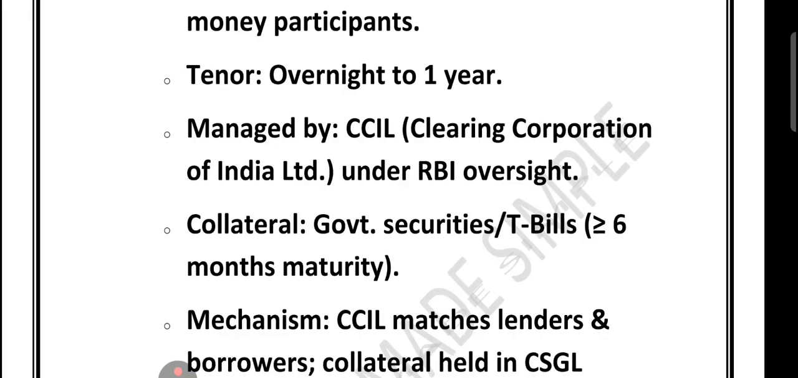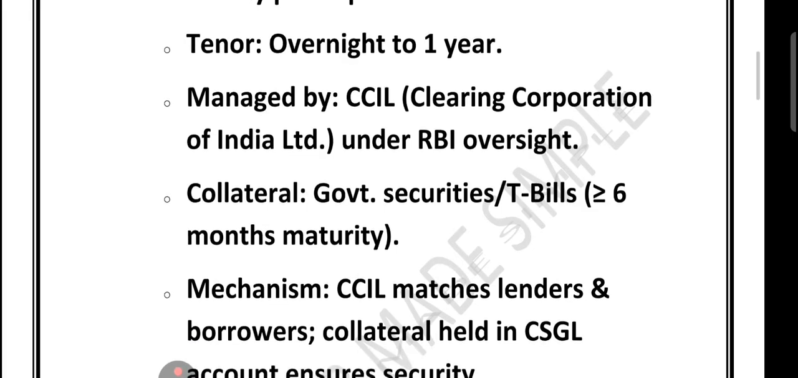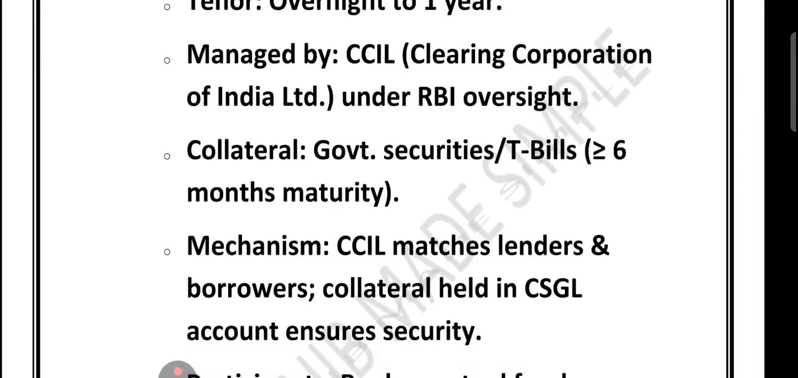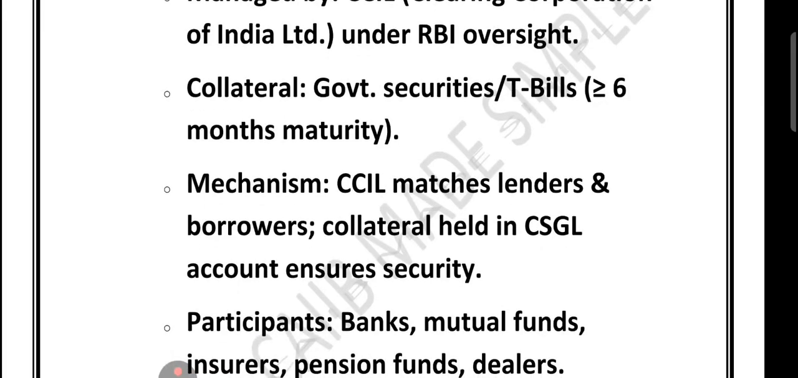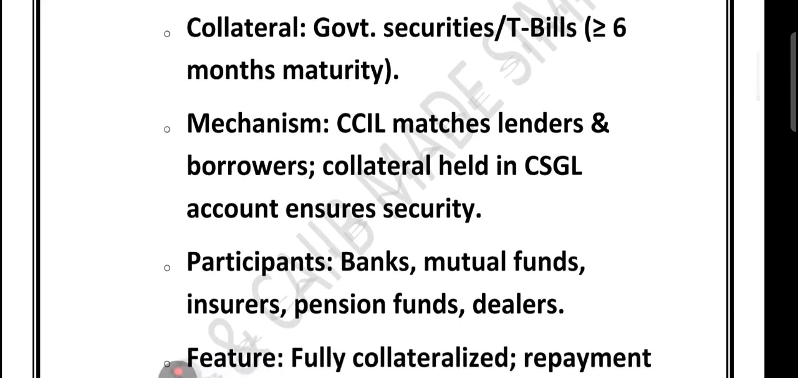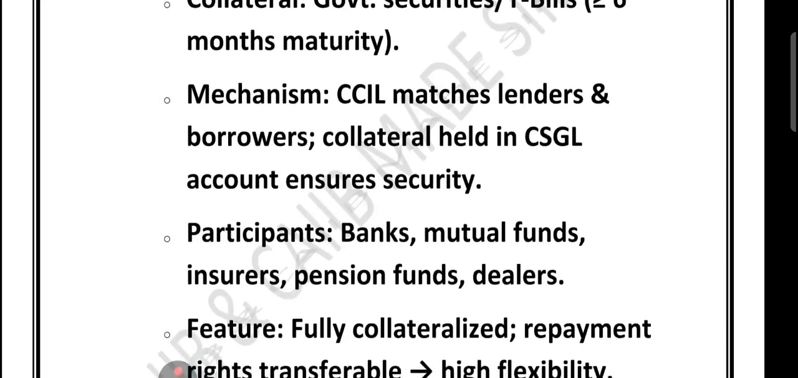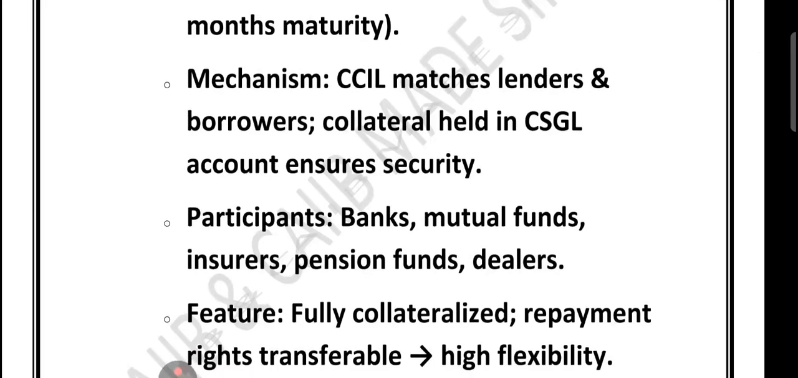Clearing Corporation of India Limited, under the supervision of RBI. Now one more point is that the borrower provides a government security or treasury bill, with at least 6 months left to maturity as collateral. And this collateral ensures safety for the lender. The CCIL, Clearing Corporation of India Limited, matches lender and borrower and holds this security in the CSGL account, which acts like a neutral secure intermediary.